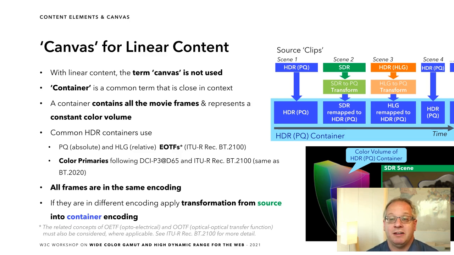Similarly, a wide color gamut is enabled by more saturated color primaries. These are defined by DCI-P3 with a D65 white point and ITU-R recommendation BT2100, which defines color primaries that match the ones from BT2020. To better illustrate this concept, the example on the top right shows a conceptual movie timeline to which several individual scene clips are added. Here, in this example, the container is in PQ.